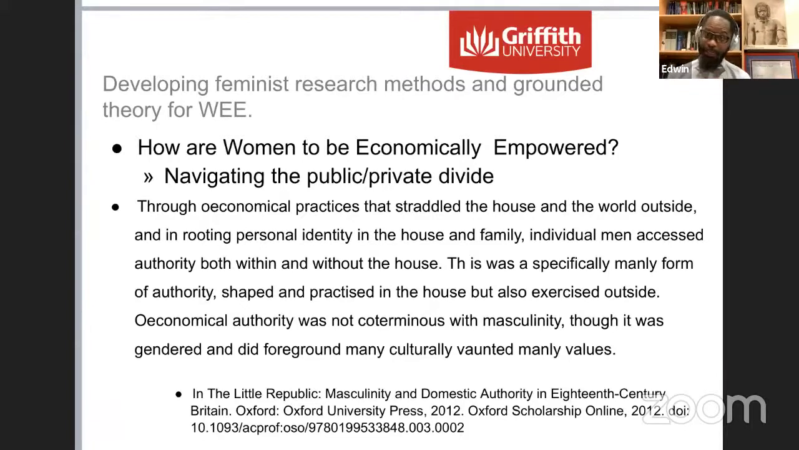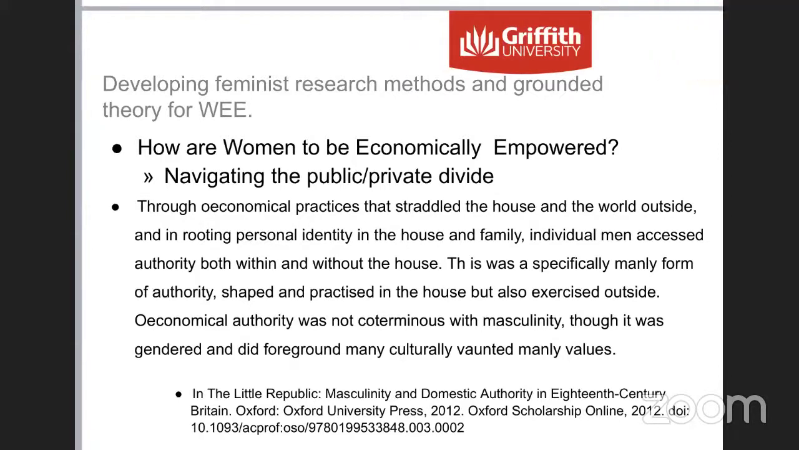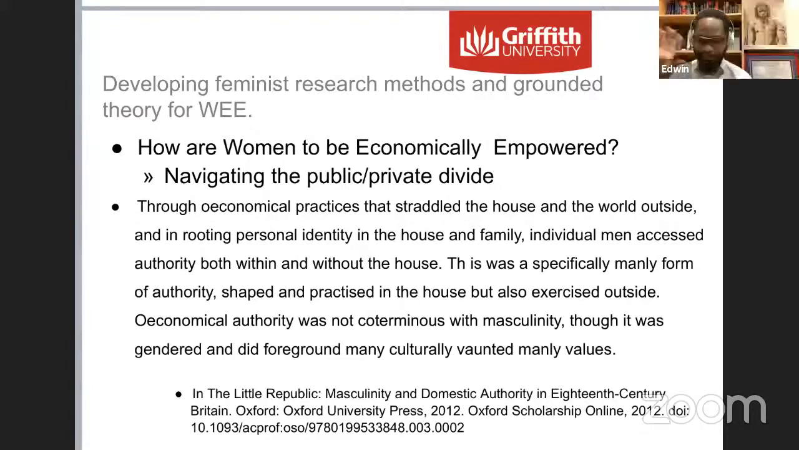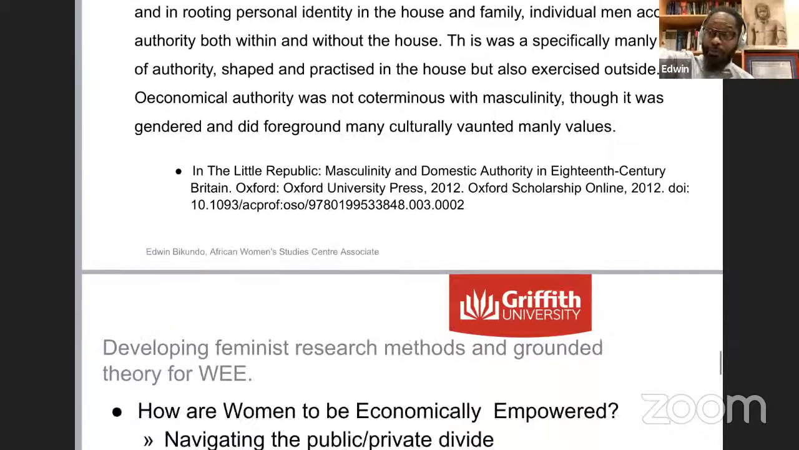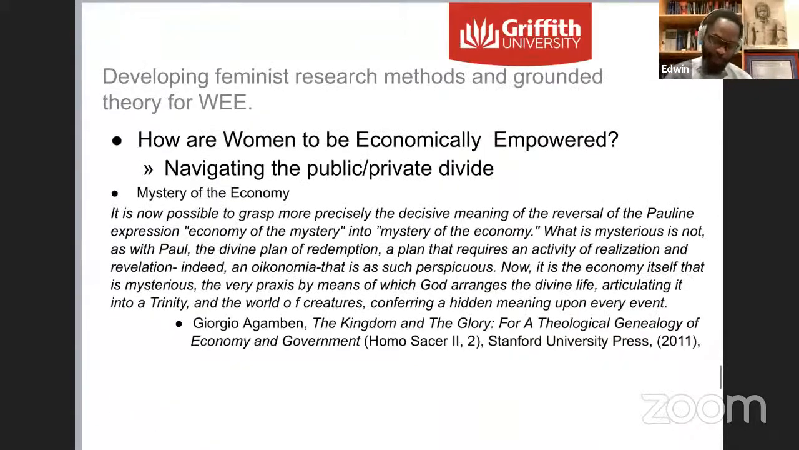And Karen points out that this authority is not coterminous with masculinity. There's nothing really masculine about husbandry, even if it's embedded into our language as such, but it is gendered, and it foregrounds many culturally wanted manly values. Okay, so this is a historian's perspective on this, and she's spot on, even if she's talking about a very, very specific period and time.